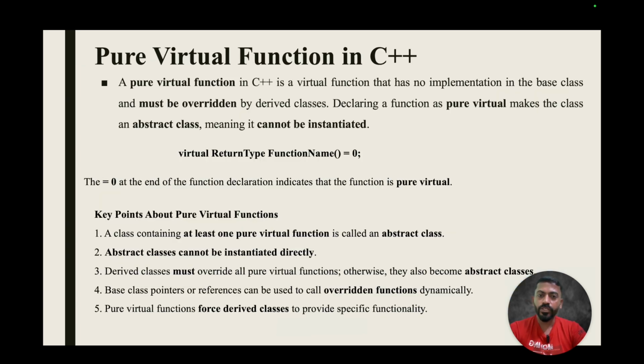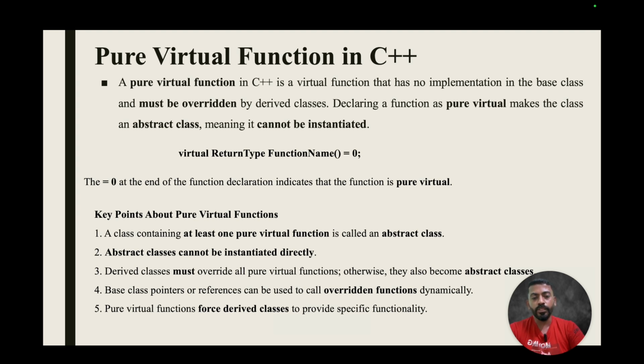Pure virtual function in C++. A C++ pure virtual function has no implementation in the base class and must be overridden in the derived class. Declaring a function as pure virtual makes that class an abstract class, meaning it cannot be instantiated. The syntax is: virtual return type function name parenthesis equal to 0 semicolon.